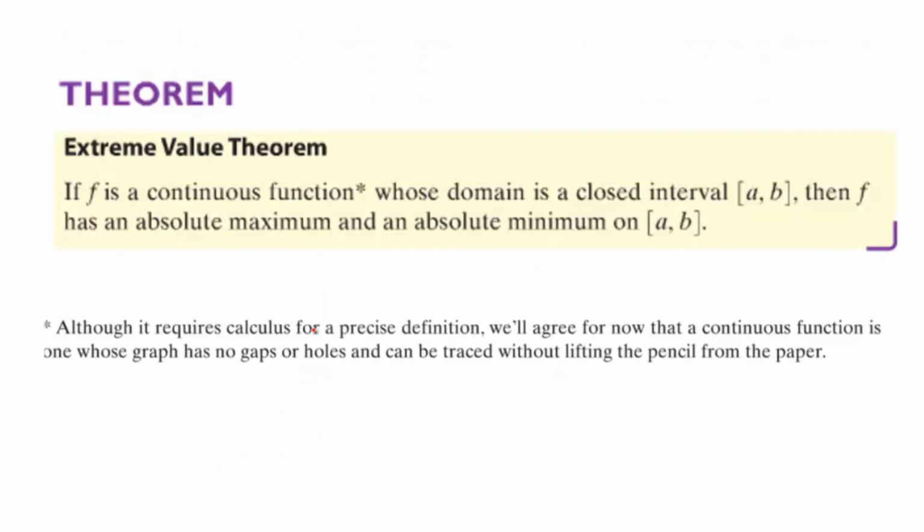So if you have a continuous function whose domain is a closed interval, a comma b, then the function f is going to have an absolute maximum and an absolute minimum on that interval. So it's called the extreme value theorem because there are extreme values of the function over the domain for which it is defined.